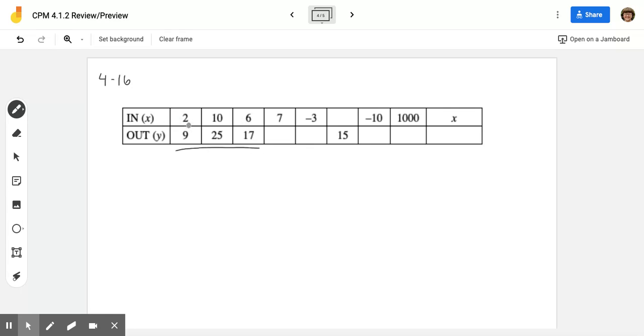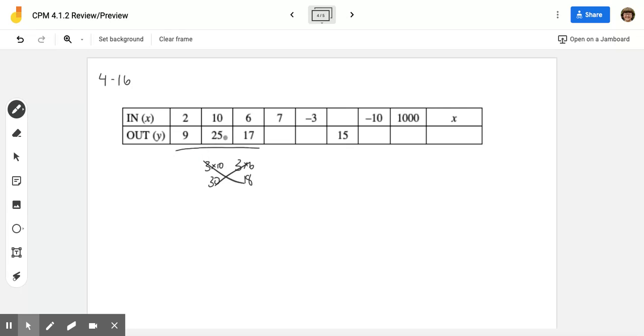Let's start with 3. So I know that 3 times 6 is 18. That gets me pretty close. So if I do 3 times 6, I get 18. That's pretty close to 17. Maybe it's minus 1. If I do 3 times 10, I get 30. That's not minus 1, so that's not going to work.